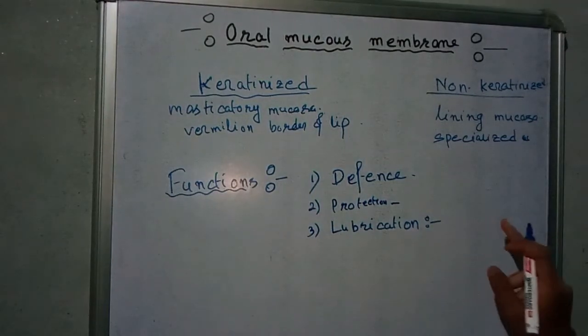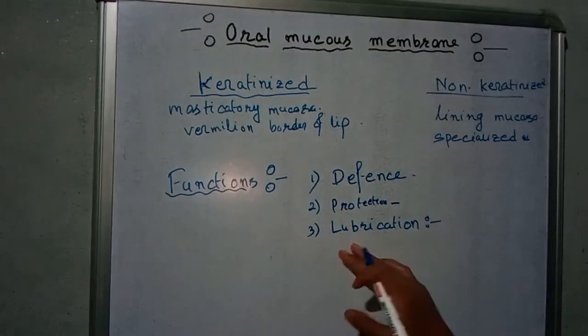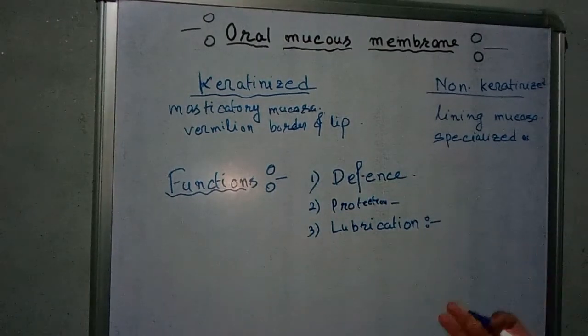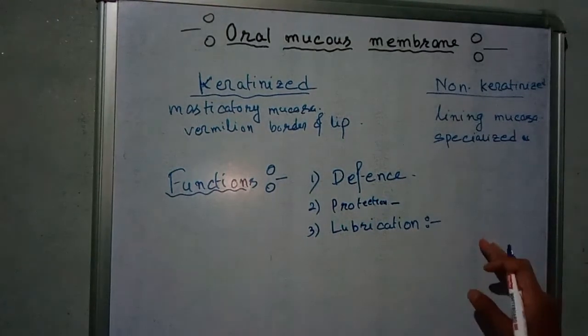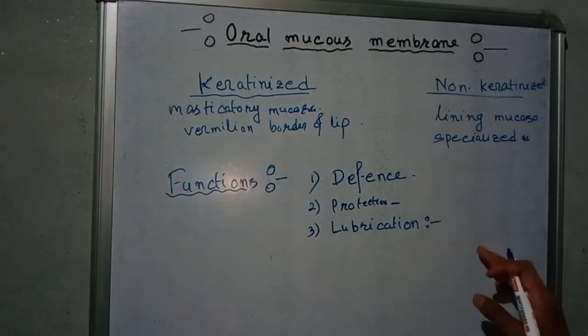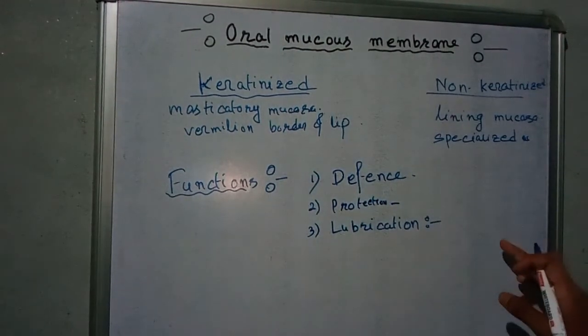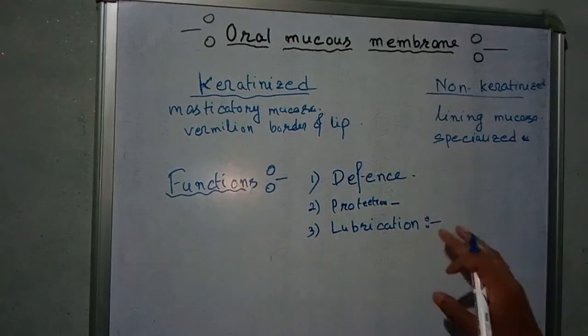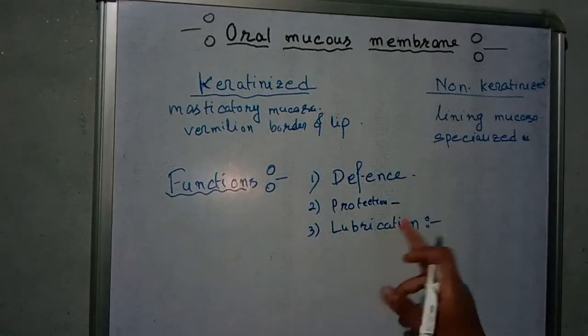Oral mucous membrane has numerous salivary glands, and these salivary glands keep the oral cavity moist, which prevents the oral mucosa from drying. Its moisture also eases speech, swallowing, mastication, and perception of taste. So in this way it helps.